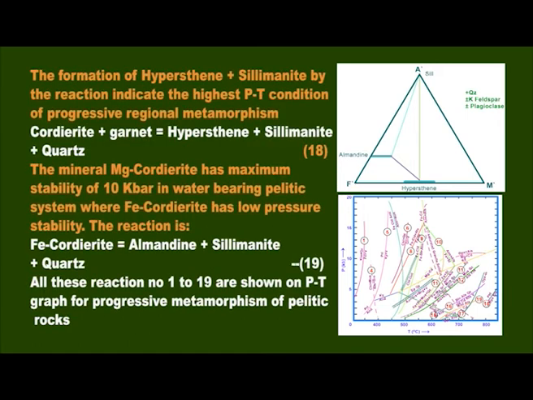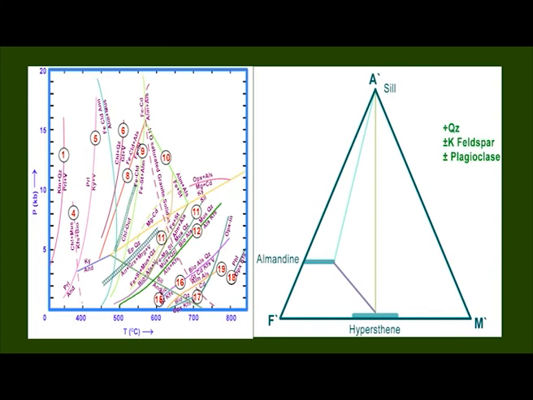The formation of hypersthene plus sillimanite by the reaction indicates the higher pressure-temperature condition of progressive regional metamorphism. Cordierite plus garnet gives rise to hypersthene plus sillimanite plus quartz, reaction number 18. The mineral Mg cordierite has a maximum stability of 10 kilobar in the water-bearing pelitic system, whereas Fe cordierite has low pressure stability. The reaction is Fe cordierite gives rise to almandine plus sillimanite plus quartz, reaction number 19. All these reactions, number 1 to 19, are shown on the screen on a PT graph for progressive metamorphism of pelitic rocks.